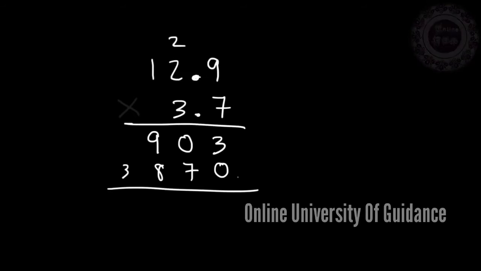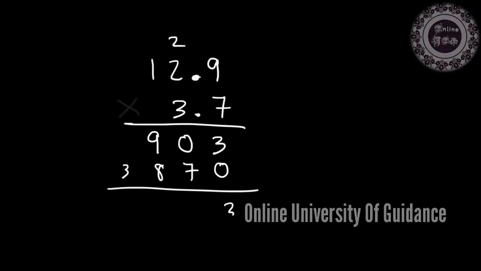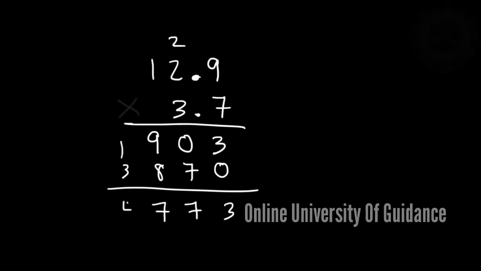Now let's add the numbers. 3 plus 0 is 3. 0 plus 7 is the same thing. 9 plus 8 is 17. Carry over the 1. 3 plus 1 is 4.